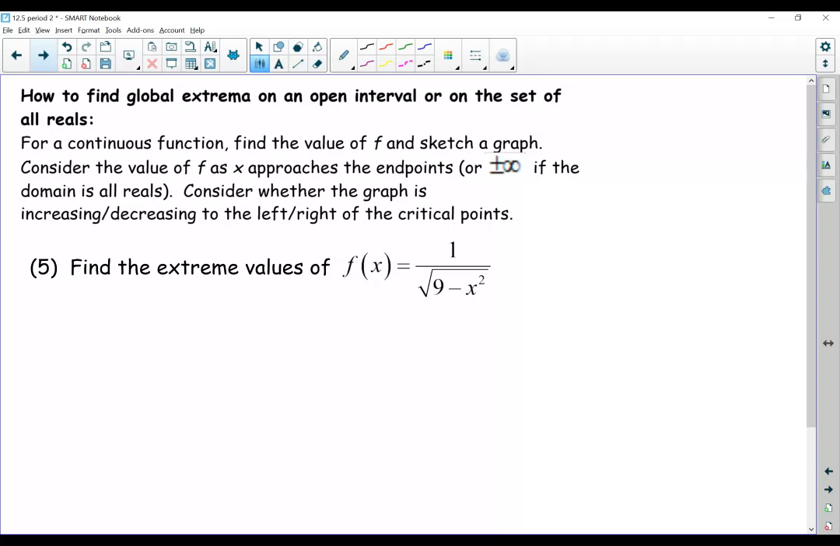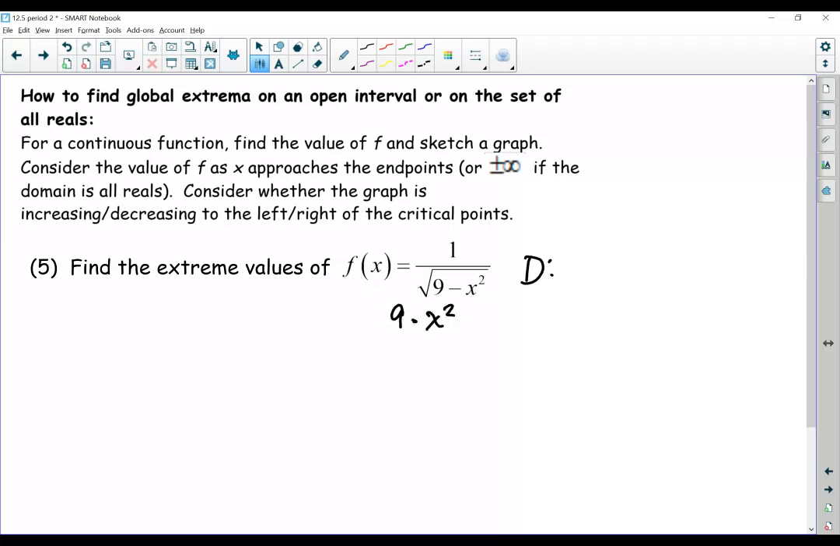Okay, and if EVT doesn't apply and we don't have things like endpoints, then it's going to be a little bit trickier. And we're going to have to analyze what is happening in this function before we can decide, does it have absolute maxes and mins? Okay, so if I am given a situation that is not closed, the first thing I'm going to do is figure out the domain. Now here, in a function like this, I know I'm not allowed to divide by 0, and I'm not allowed to take the derivative, or I mean the square root of a negative.